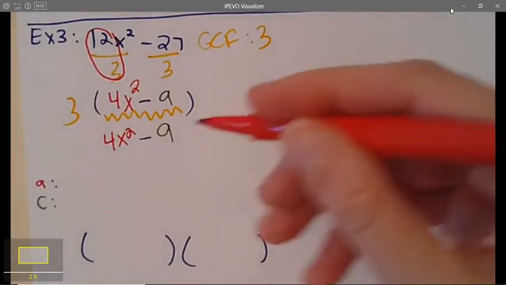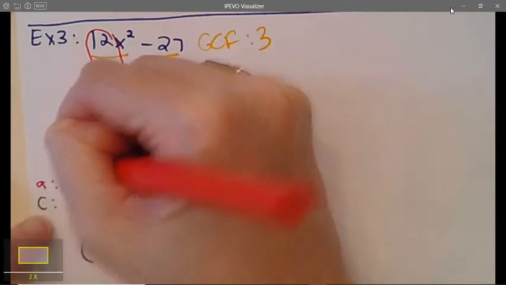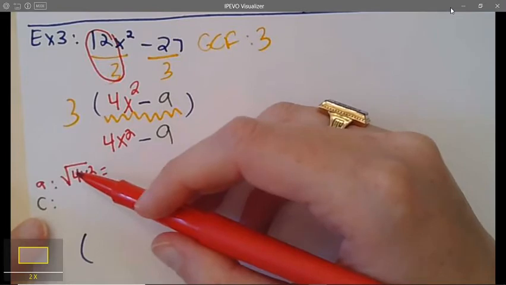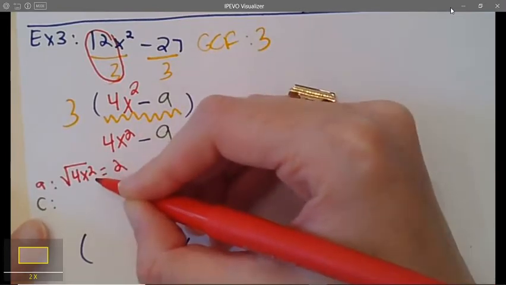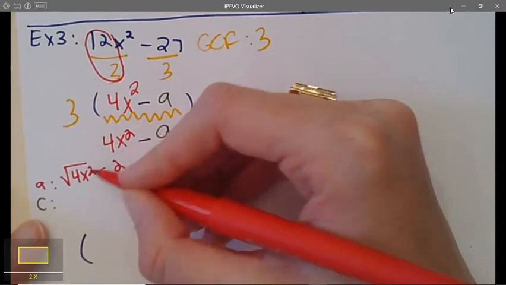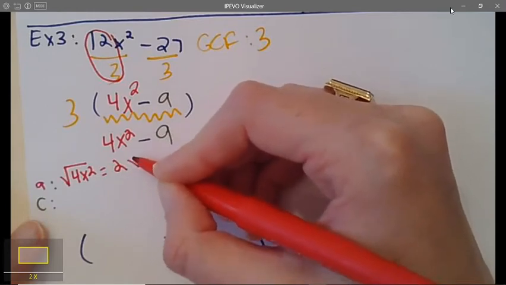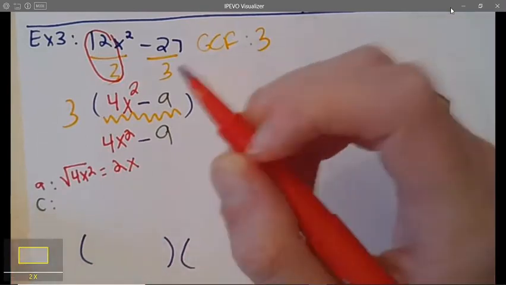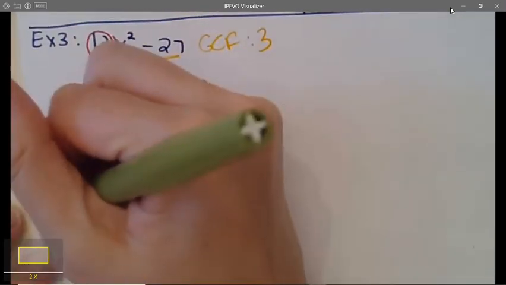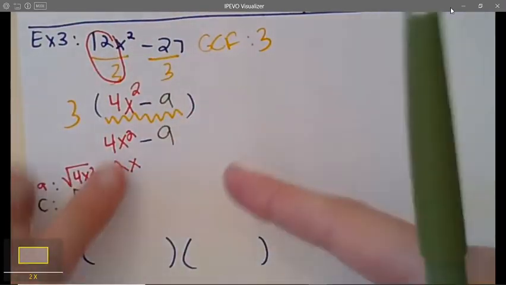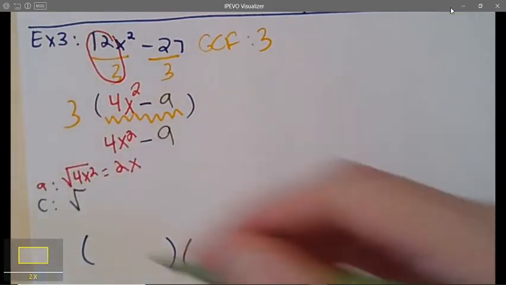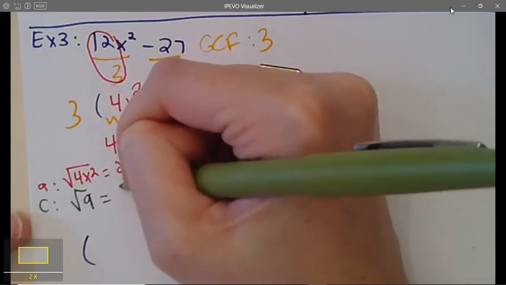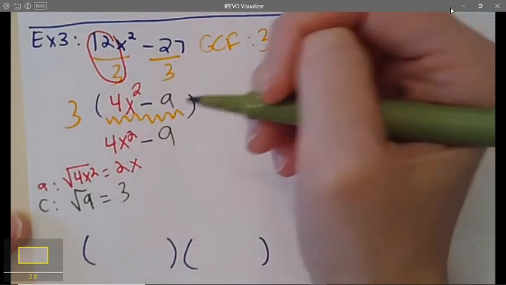So the first step, we're going to square root the first term, which is 4x squared. The square root of 4 is 2. And the square root of x squared, well, x times x is x squared. So this is 2x. 2x times 2x gives me 4x squared. And then I'm going to square root the last term, but don't forget, you do not include the negative when you square root. So the square root of 9 is going to be 3. 3 times 3 is 9.